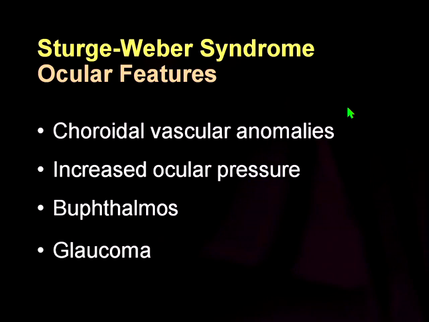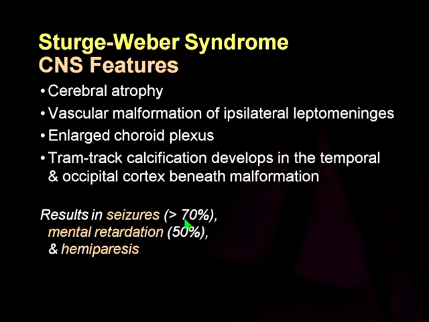So Sturge-Weber is a triad. You're going to have the skin manifestations, the ocular manifestations, and the central nervous system abnormalities. The ocular features, the most common thing is going to be seeing choroid vascular anomalies and having increased ocular pressure with the risk for the development of glaucoma. If you have congenital glaucoma and an enlargement of the eye, that's referred to as buphthalmos, and that's not common, but it's quite significant. The central nervous system features vary significantly and can be very mild or can be very dramatic early on.